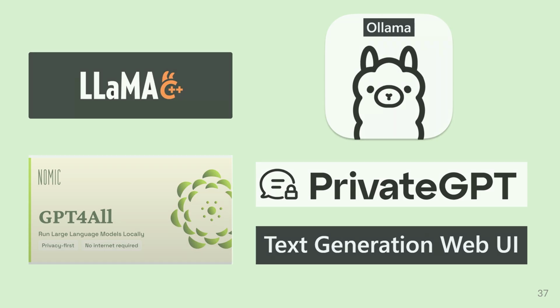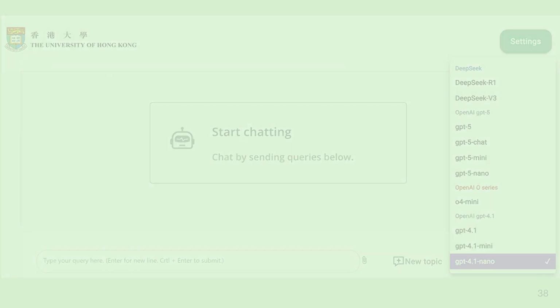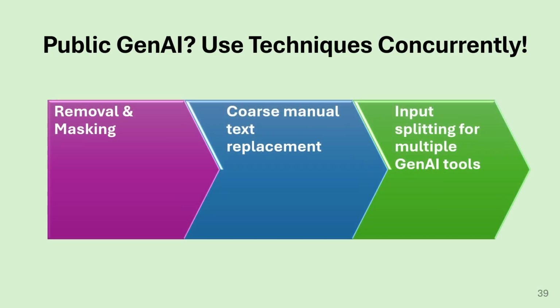GPT-4 is the easiest one to handle. Obviously, if your institution has a platform, use that. But still, remember, it's not going to be perfectly secure. If you're using public AI or Starbucks Wi-Fi, you want to use all of them concurrently, if possible.